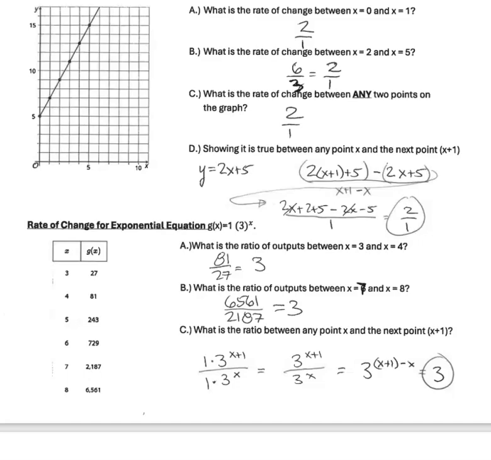And you guys need to remember the rule that you subtract your exponents. So 3^(x+1) over 3^x, when you simplify that, you just get 3. And you're able to actually say that between any number and the previous one, the ratio has to be 3 for this. So this is looking more at the proof aspect of math.